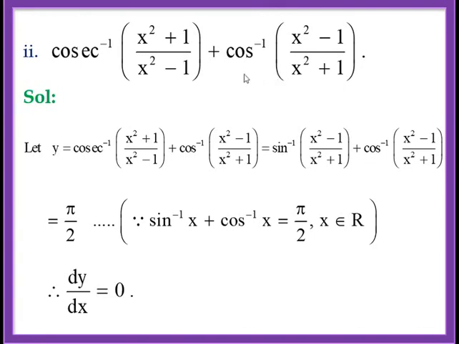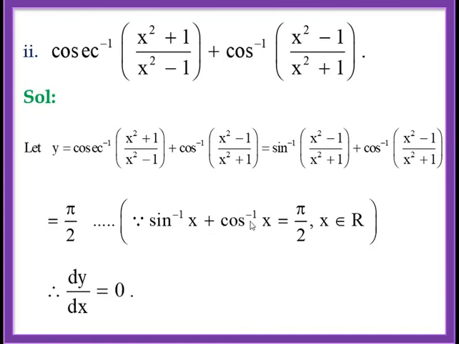Now we have the fact that cosec inverse x is sine inverse 1 upon x. That is, if you want to replace cosec inverse by sine inverse, you have to consider the reciprocal of this. Yes, so we get this plus cos inverse as it is. Now sine inverse p plus cos inverse p is always pi by 2. So y becomes what? Pi by 2.